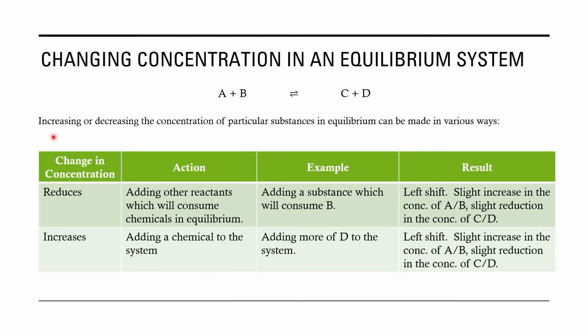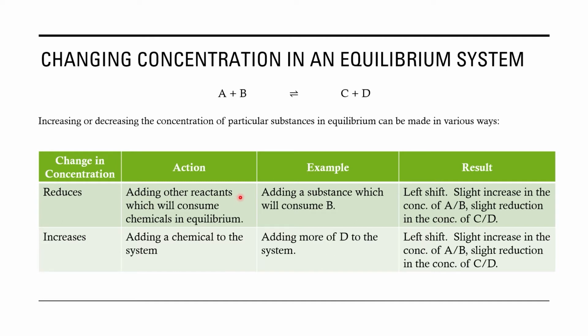Let's get into it. We can change the concentration of a substance that is in an equilibrium system, and what we would expect to see is a shift either in the forward or the reverse direction, left or right. And so we can increase or decrease the concentration of substances, and that can be done in a couple of different ways. So in particular, when we're reducing the concentration of a substance, that's usually because we're adding another reactant, and that reactant is not one of the things that's already in the system, so it wouldn't be A, B, C, or D in this example.